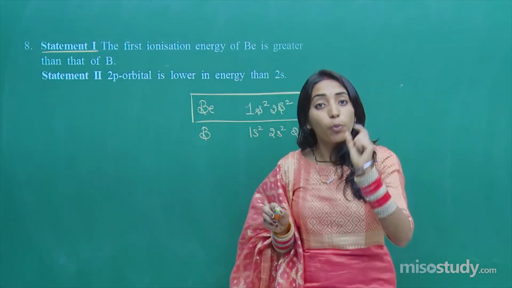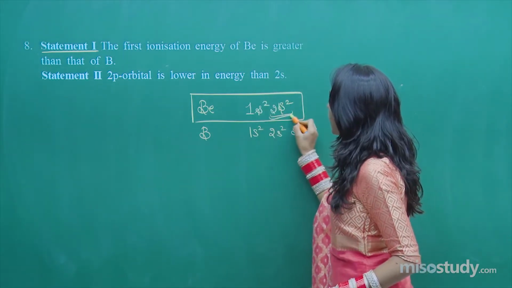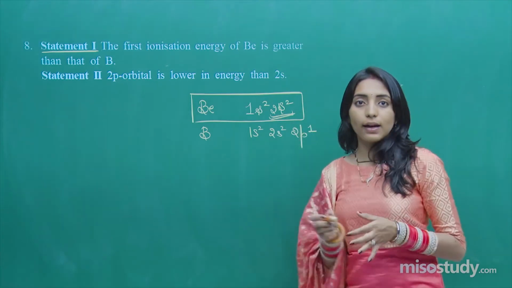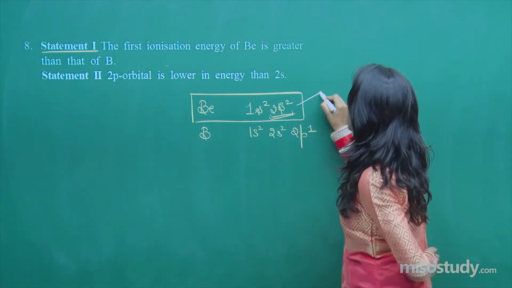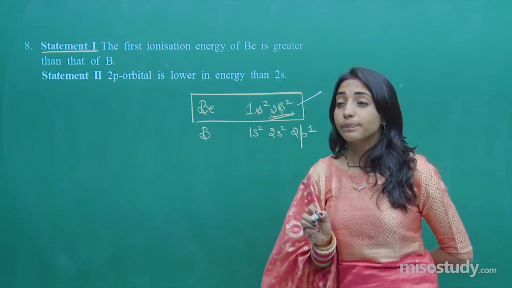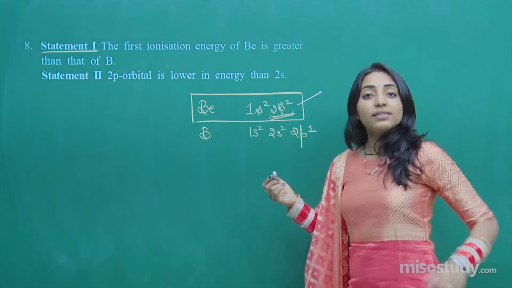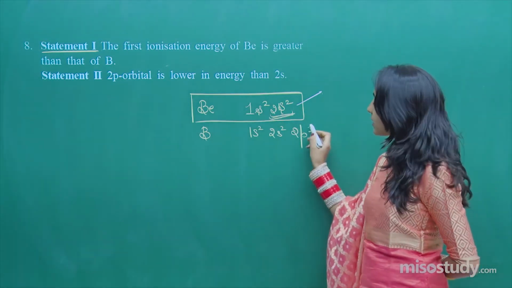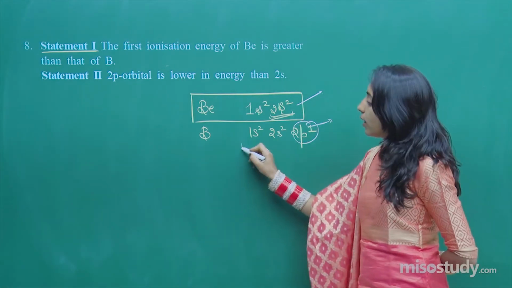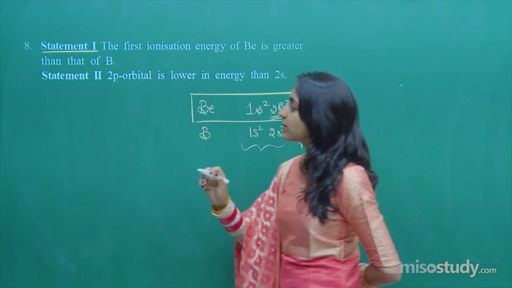Since beryllium is smaller in size, not only this, since beryllium has only 2 electrons, it is in a completely filled 2s orbital. So yes, it's very difficult to remove an electron from beryllium compared to the removal of an electron from boron. However, I can say it is very easy to remove an electron from boron compared to beryllium, because if this electron goes away, boron will also become stable like beryllium. So the first statement is true.